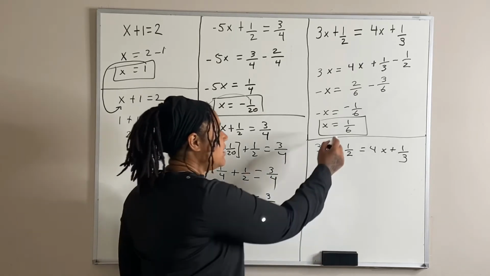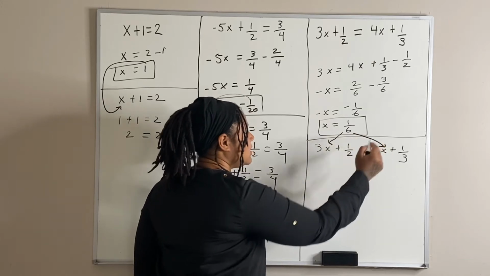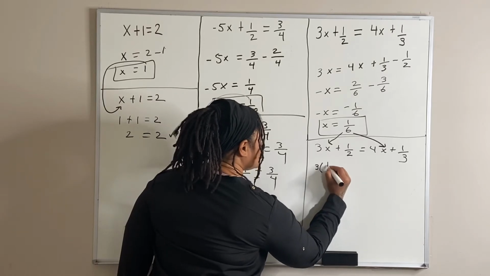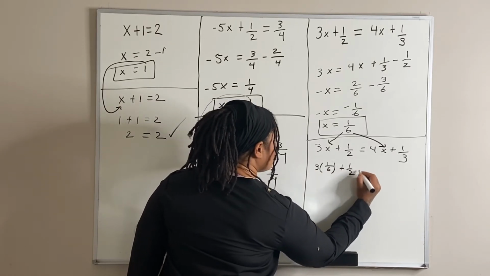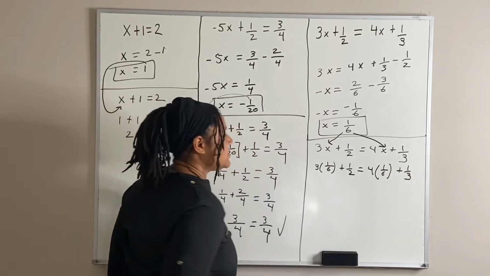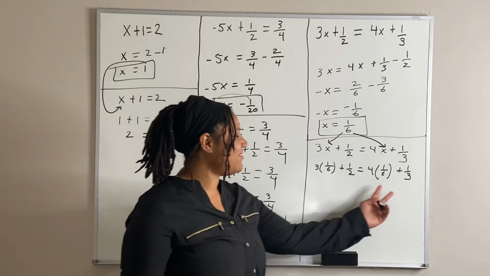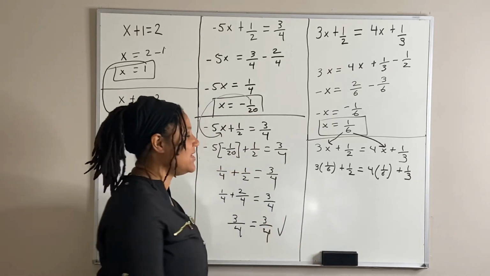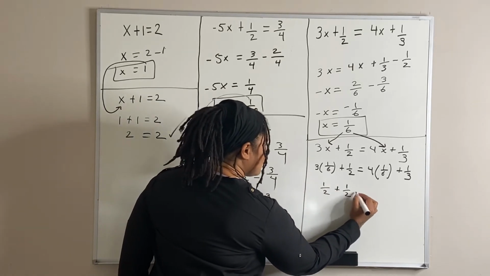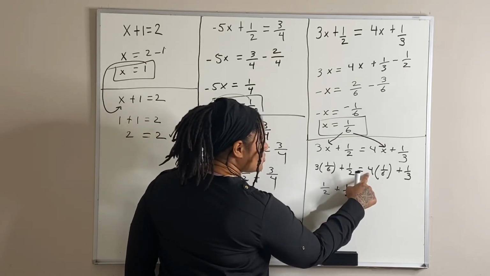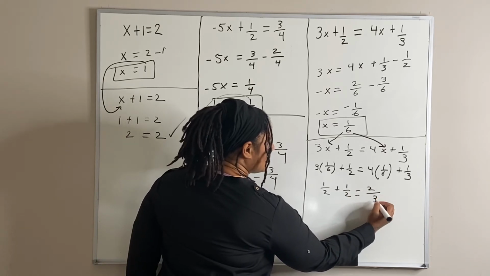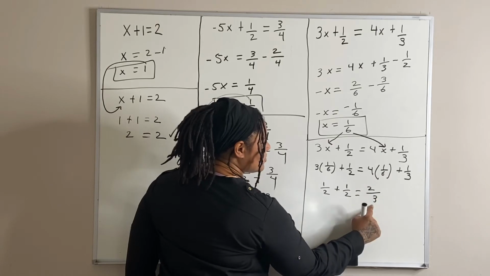We need to plug it in here, and we also need to plug it in here, okay? So I'm going to say 3 times 1 over 6 plus 1/2 is equal to 4 times 1 over 6 plus 1/3. We are trying to see if both sides of the equation are equal. So 3 goes into 6 2 times, so we have 1 over 2 plus 1/2 is equal to, okay, 2 goes into 4 2 times, and 2 goes into 6 3 times.